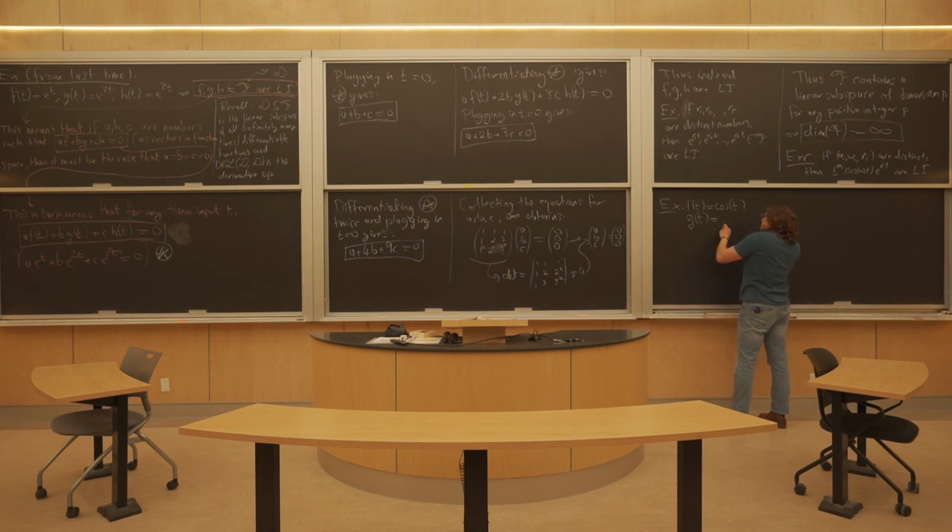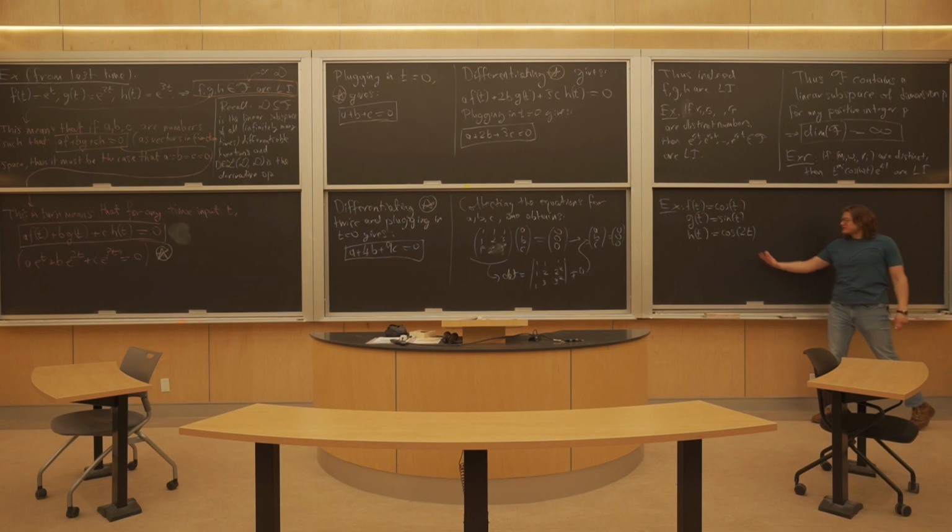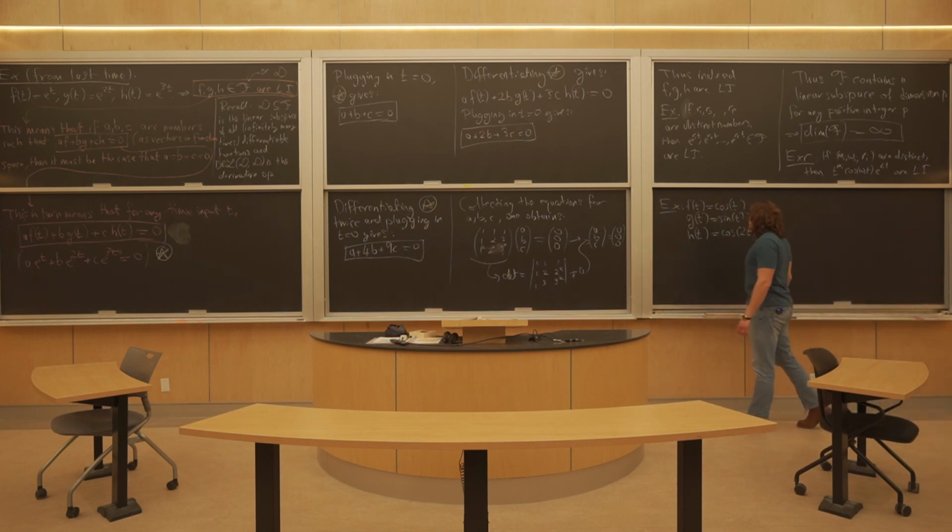g of t. Let's do something slightly more complicated. Sine of t, h of t is cosine of 2t. Now, there are double angle formulas and stuff like that which write this in terms of these two, but that expression is not linear. Okay, so you have to multiply this by itself, which means that it's not a linear relationship. So the claim is that, again, these three functions are linearly independent.